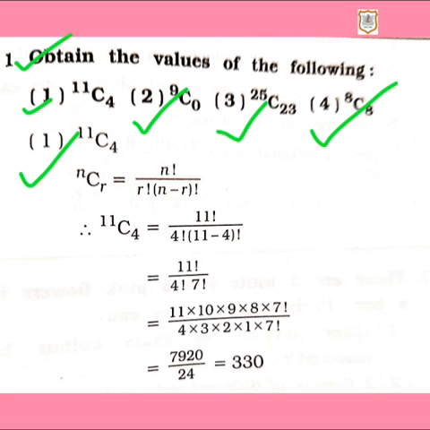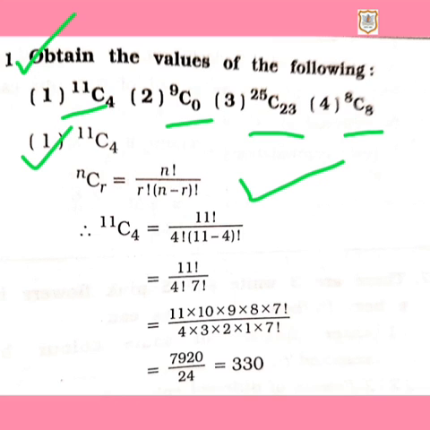So let's solve the first sum, 11C4, with the help of the formula. The formula is nCr is equal to n factorial upon r factorial into n minus r factorial. Now we'll put the values in this sum. n is 11, r is 4. So here we'll write 11 factorial upon 4 factorial, 11 minus 4 factorial. This will become 11 factorial upon 4 factorial into 7 factorial.